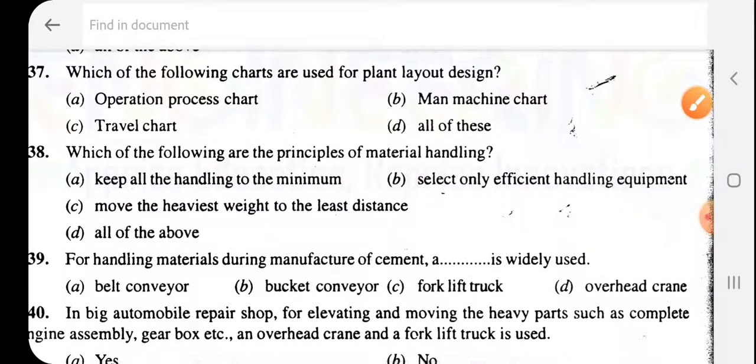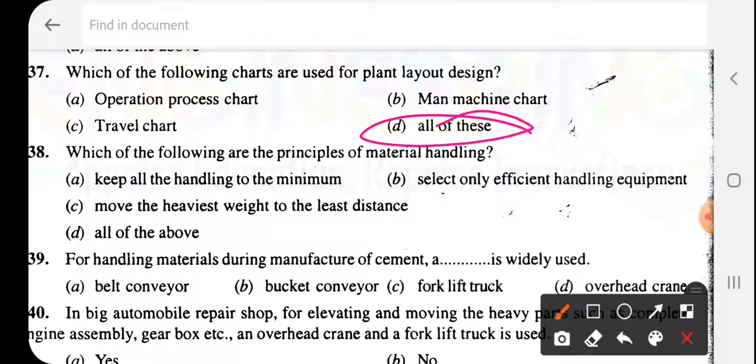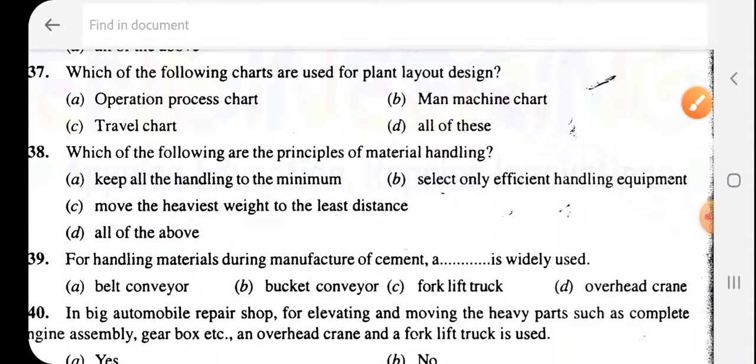Which of the following charts are used for plant layout design? This is all of this above: the operation process chart, man machine chart, travel chart. Which of the following are the principles of material handling? That is D, all of this above. Keeping all the handling to the minimum, select any efficient handling equipment, move the heaviest weight the least distance. This is very important. These are the principles of material handling, all of this above.